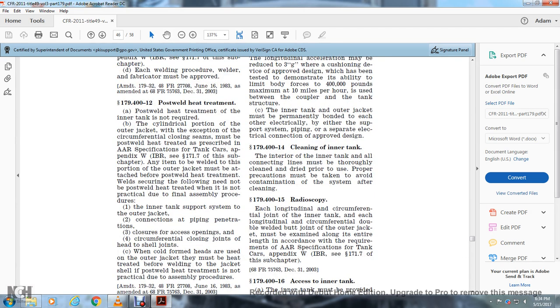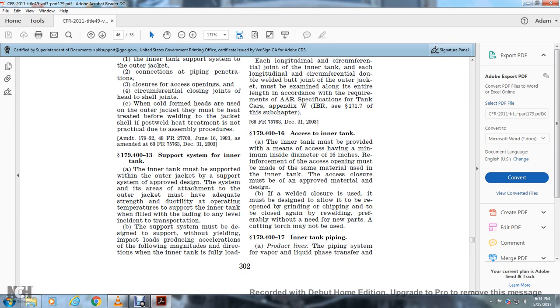179.415, radiography. Each longitudinal and circumferential double welded butt joint of the inner tank, and each longitudinal and circumferential double welded butt joint in the outer jacket, must be examined along its entire length in accordance with the requirements of the AR specification of the tank car's Appendix W.